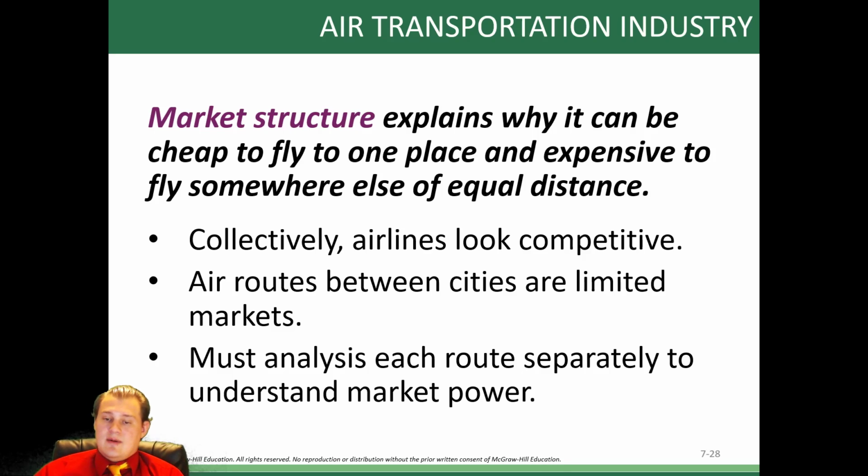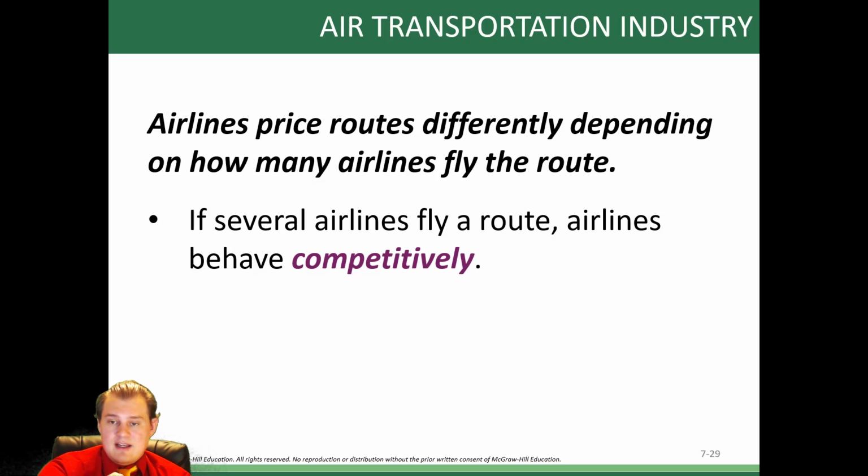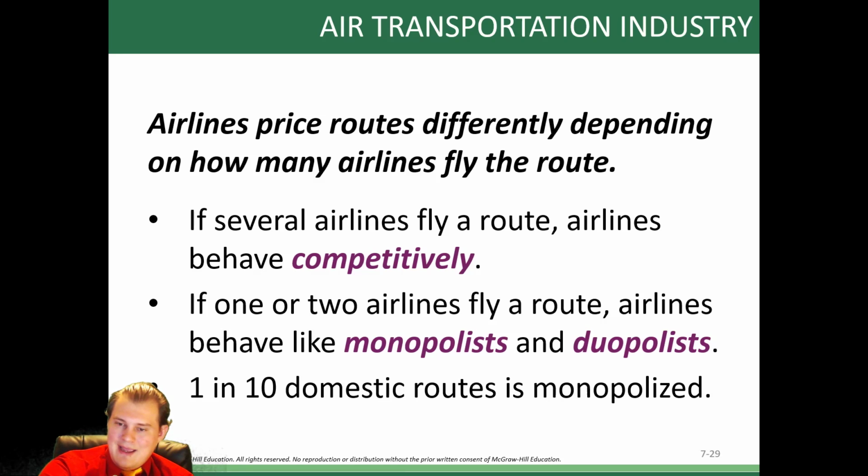So that's what they're talking about. You must analyze each route separately and understand the market power. Airlines price routes differently depending on how many airlines fly the route. If several airlines fly the route, they behave competitively. If one or two fly the route, they behave like monopolists and duopolists. Even if there's a second carrier, they start price signaling to each other: hey, it's only me and you on this route, let's charge $900. Let's not get in a price war over this route. Let's keep it high.